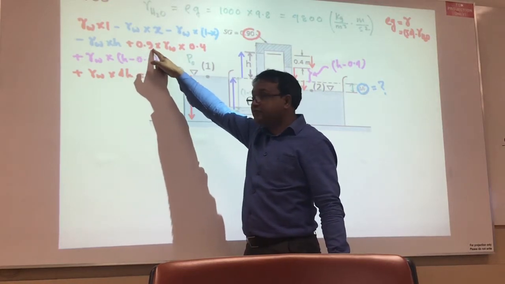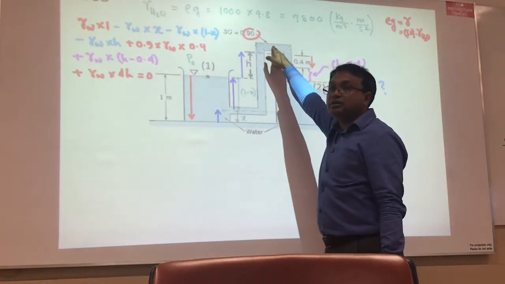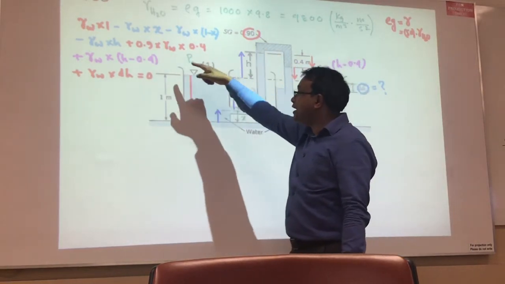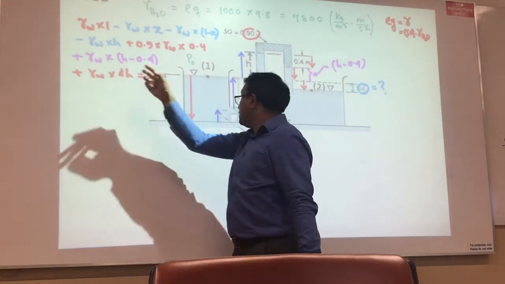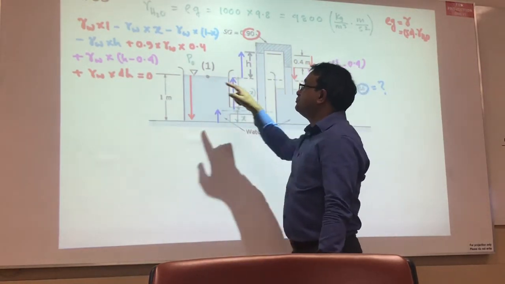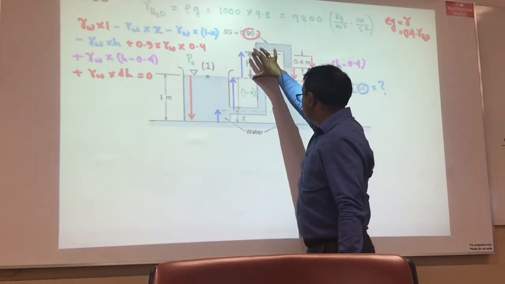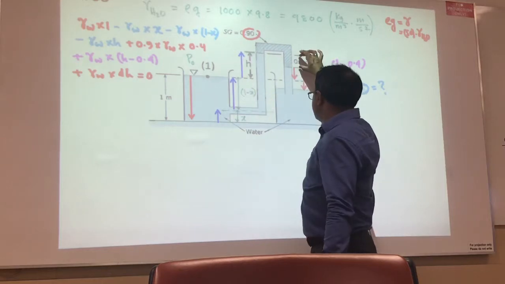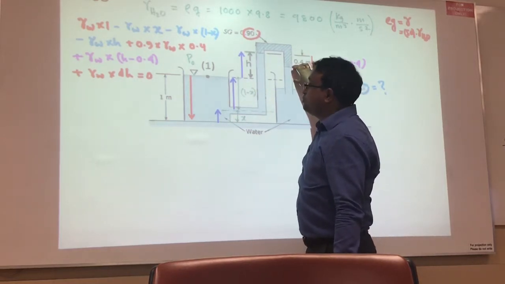But here I write specific gravity. Right? Why? Because another fluid. Then moving down again. Same. Gamma, here is again water, times h minus 0.4. Because the distance from here to here is h, we assume. Here is 0.4, here is h minus 0.4.